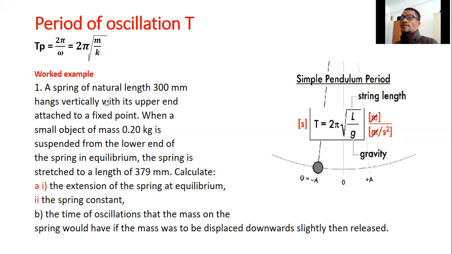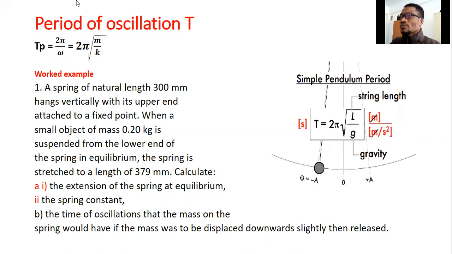A spring of natural length 300 millimeters hangs vertically with its upper end attached to a fixed point, where a small object of mass 0.2 kg is suspended from the lower end of the spring in equilibrium. The spring is stretched to a length of 379 millimeters. Calculate the extension of the spring at equilibrium, the spring constant, and the time of oscillations that the mass on the spring would have if the mass was displaced slightly downwards, then released.